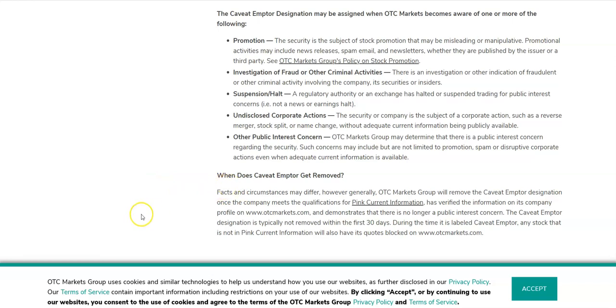So you can get a Caveat Emptor mark on the stock, but you can get it removed. It says, when does it get removed? Facts and circumstances may differ. However, generally OTC Markets Group will remove the Caveat Emptor designation once the company meets the qualifications for Pink Current Information, has verified the information on its company profile on otcmarkets.com, and demonstrates that there is no longer a public interest concern. The Caveat Emptor designation is typically not removed within the first 30 days. During the time it's labeled Caveat Emptor, any stock that is not in Pink Current Information will also have its quotes blocked on otcmarkets.com.